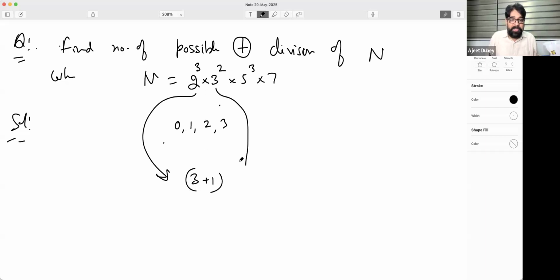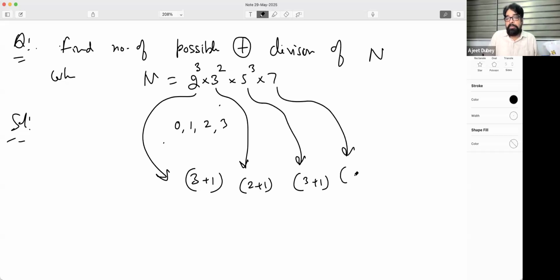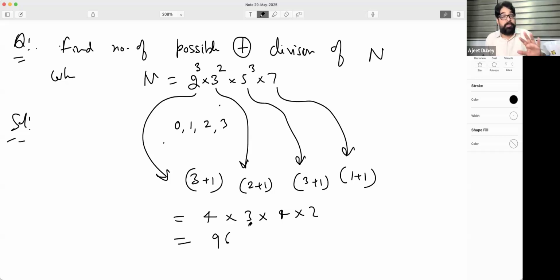How many possibilities for 3 can come? 2 plus 1. How many possibilities for this? 3 plus 1. And how many possibilities for this? 1 plus 1. So the total possibility will be 4 into 3 into 4 into 2. That will become 16 into 6, which will be 96. So there are a total of 96 possible factors.